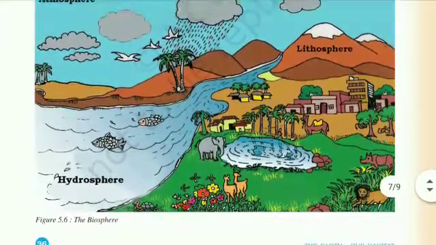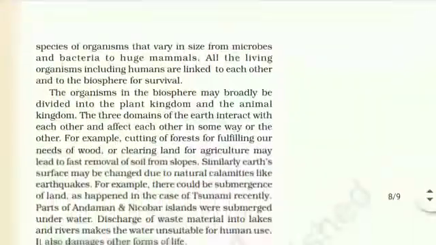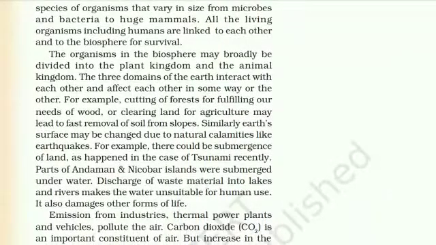Increase in the amount of carbon dioxide leads to an increase in global temperature. This is termed global warming.